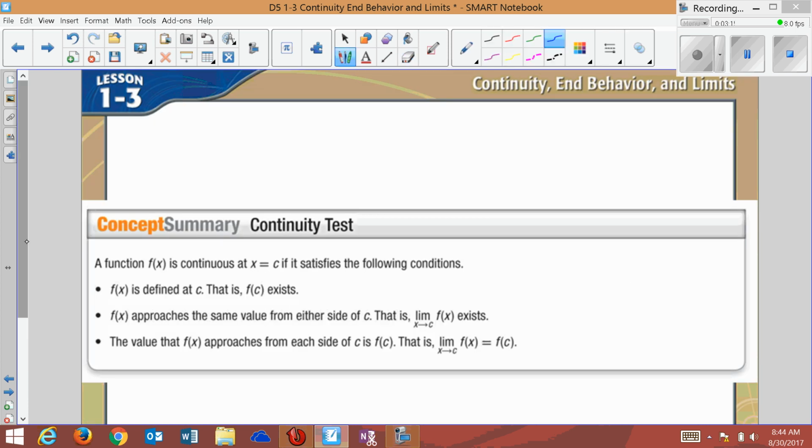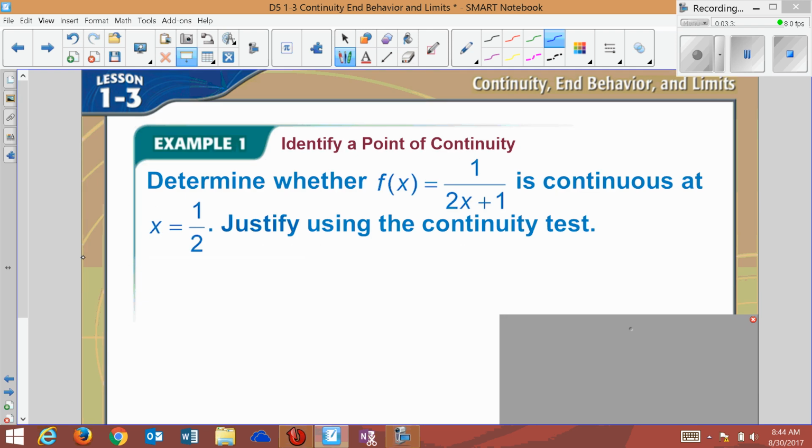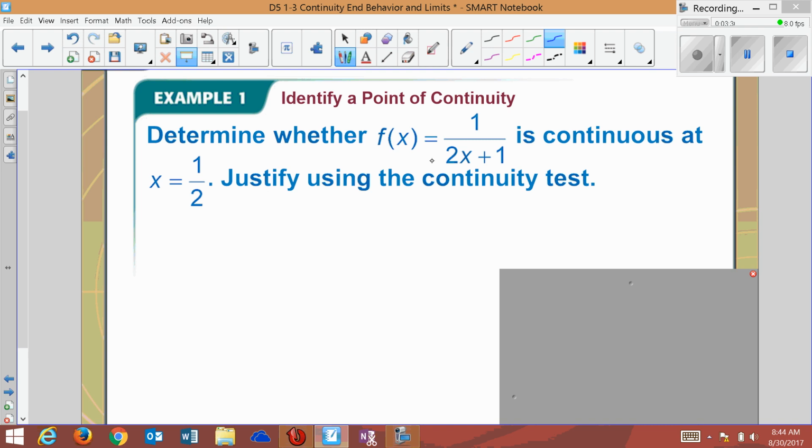Okay? Continuity test. So the easiest way is just to look at a graph. This is talking about different ways of using limits for continuity. I'm not going to get into that as much from here, but I'll let you see the algebra of it later. All right, so first, it says identify a point of continuity. Determine whether f of x equals 1 over 2x plus 1 is continuous at x equals 1/2. Justify using the continuity test.